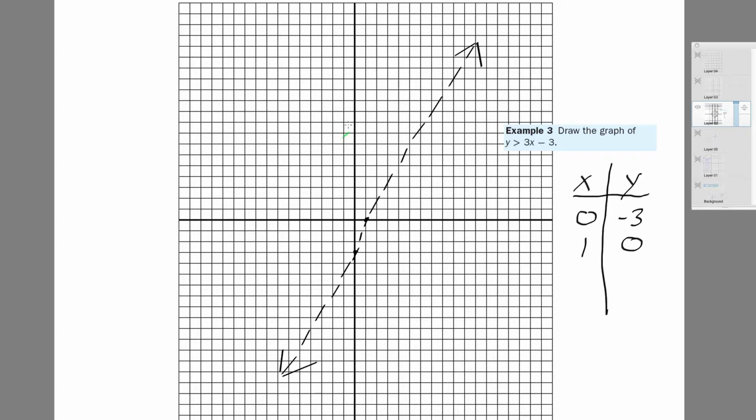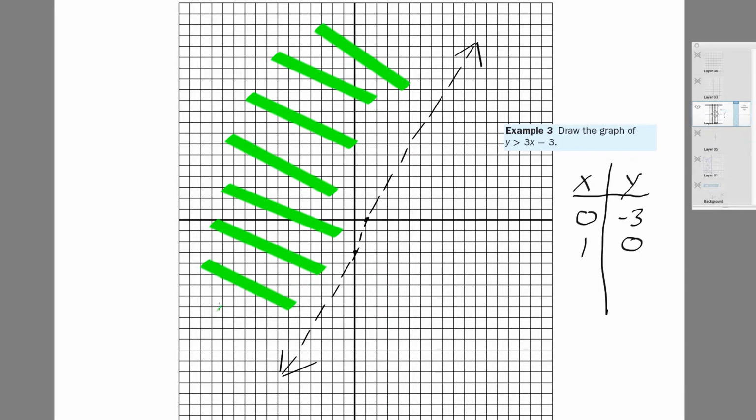And I'm going to go in and draw my hashes over here on the left side to indicate this is going to be the shaded region. And so now I have the solution with the boundary line drawn. The t-table was used to draw the boundary line. That's all I needed it for. I'm not saying that's part of the solution, but I needed it for a boundary line.